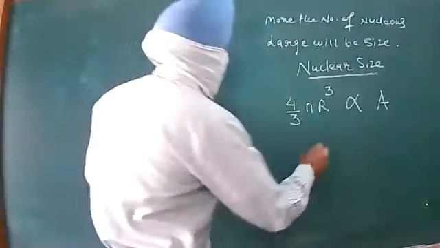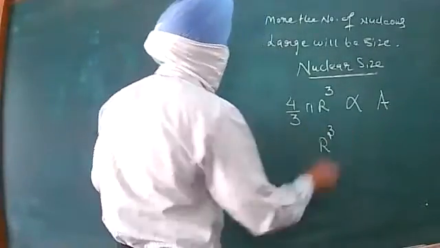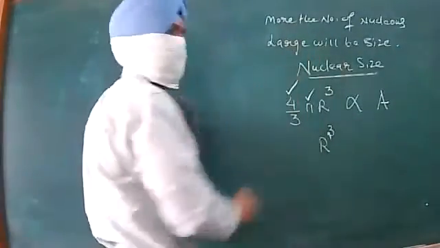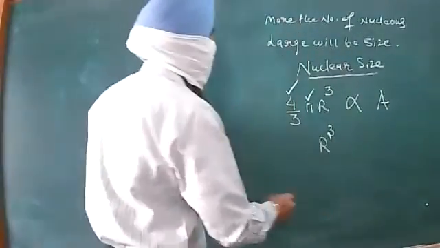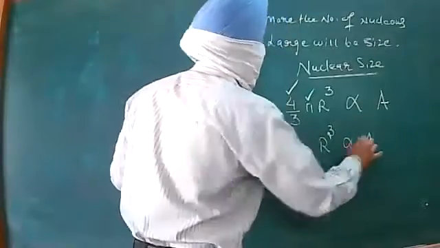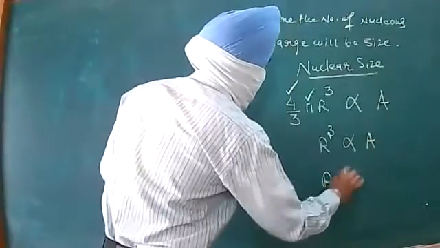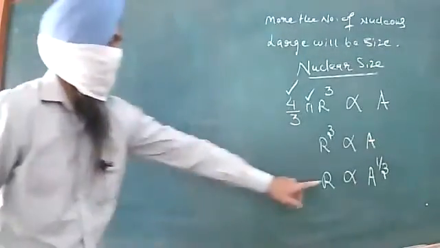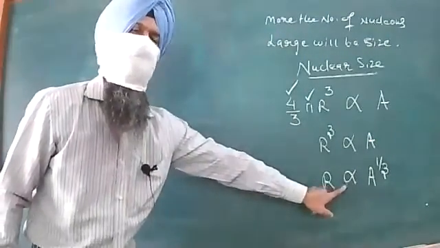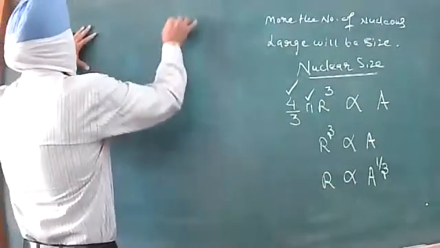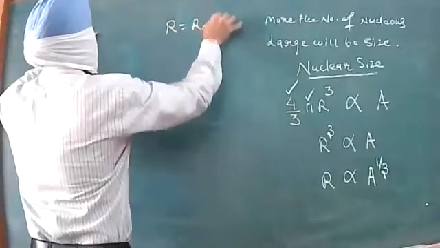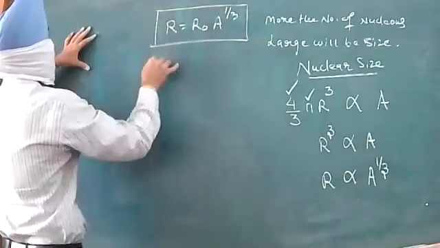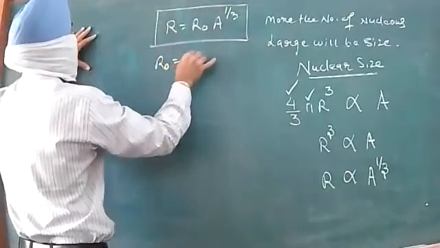In r cube, 4 by 3 is constant and pi is also constant, so I can omit these constants. R cube is proportional to A, and R is proportional to A raised to the power 1 by 3. Now this proportionality sign can be eliminated. I can say R is equal to R naught A raised to the power 1 by 3. Here R naught is called the empirical constant.